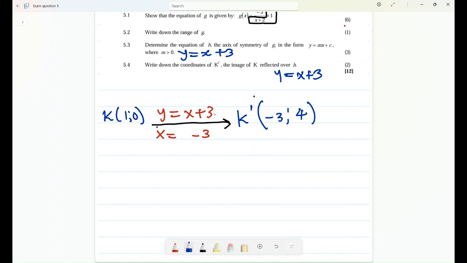All right. But for this one, I wanted you to see this: every time they say reflect across the line y is equal to something, y is equal to x plus 3 or whatever, do this. Do this, then you'll get your correct answer.